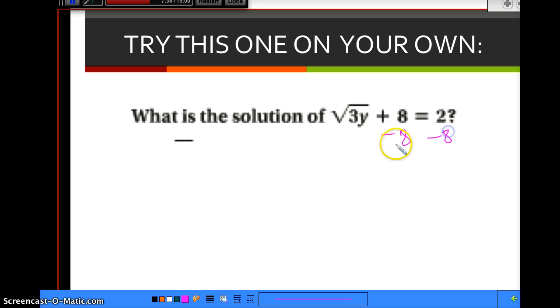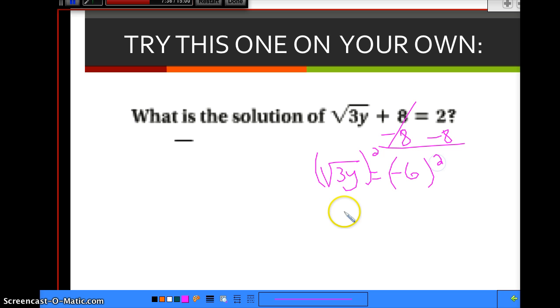Okay, we've got to get the square root by itself, so that's the square root of 3y is equal to 2 minus -8, which is -6. The inverse of square rooting would be to square. That gives me, these guys cancel, we get 3y is equal to -6 squared, which is equal to 36. Divide by 3. We're coming out with 12.